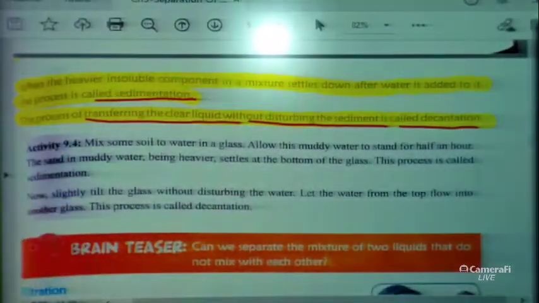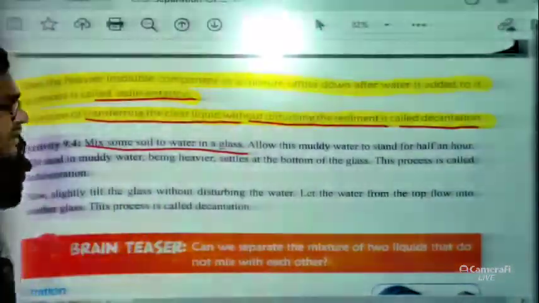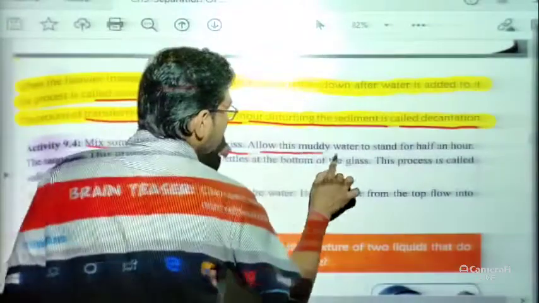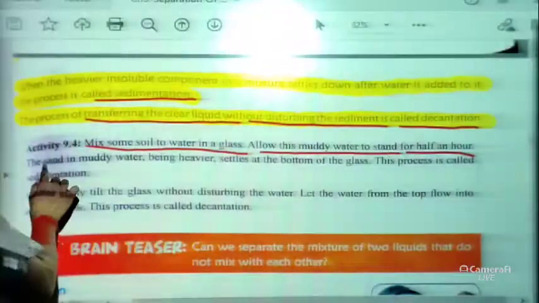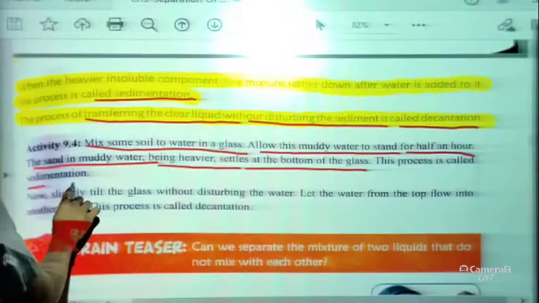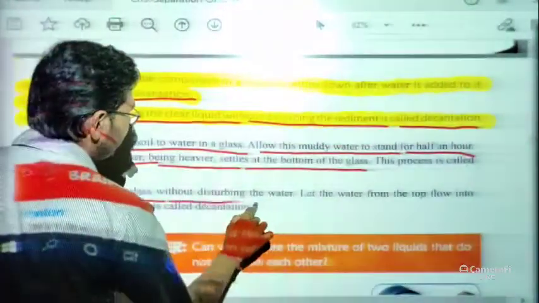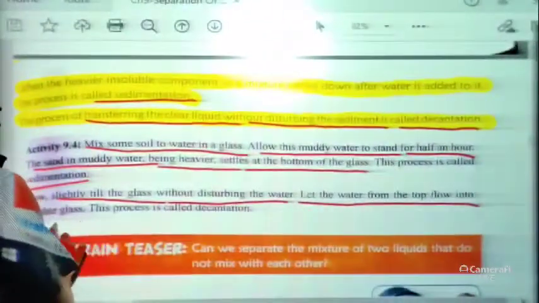Okay, so two processes are there. And one more activity is there: mix some soil into water in a glass. Okay, so you can take some soil and just mix it. Now allow this muddy water to stand for half an hour. Then what will happen? The sand in the muddy water, being heavier, settles at the bottom of the glass. This process is called sedimentation. Now slightly tilt the glass without disturbing the water and let the water from the top flow into another glass. This process is called decantation.